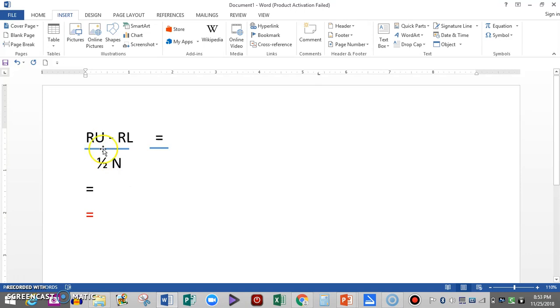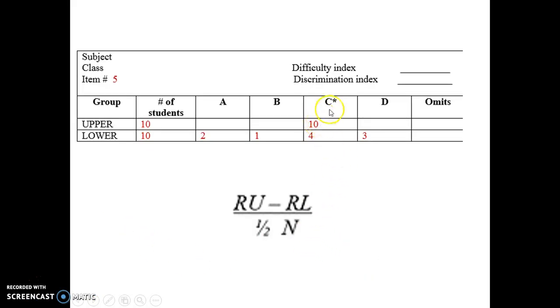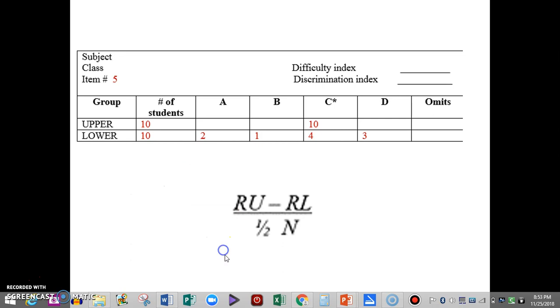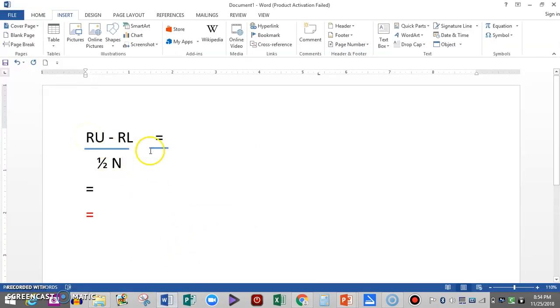So let's go to our working out page. From our question, we know that C is our key, and 10 persons from the upper group chose the item and 4 from the lower group. So let's put that in our chart here. 10 students upper, 4 students lower. So we know 10 minus 4 equals 6. Now N, the total number of test takers, was 20, right? So we would take half of 20, and if we split 20 into 2 equal parts, we would get 10. So that is our equation. We have 6 over 10.